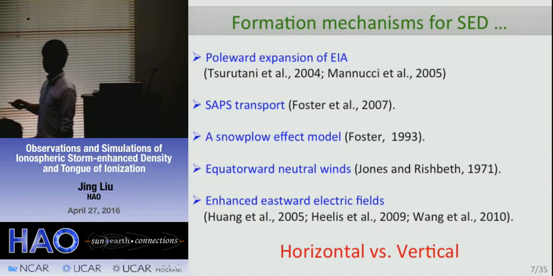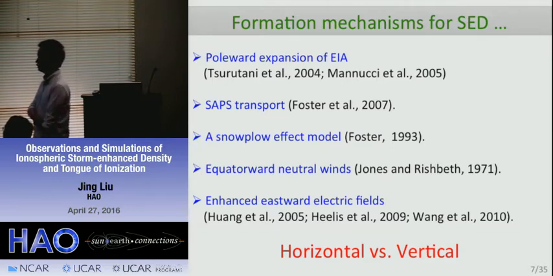Another one is the SAPS transport, that is sunward transport by the SAPS. The third one is the slow pole effects. That's expanded two-cell convection always generates a positive storm effect in its front. The fourth one is equatorward neutral wind that rises the ionosphere upward and reduces the recombination, so the electron density increases there. The last but not least one is enhanced eastward electric field that operates in a similar way as the equatorward neutral wind by rising the ionosphere upward.